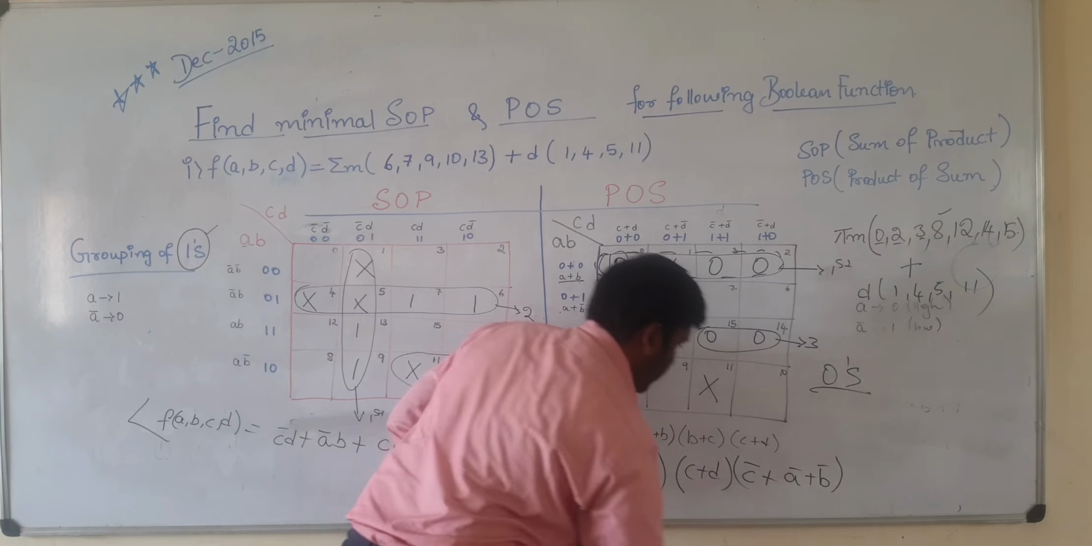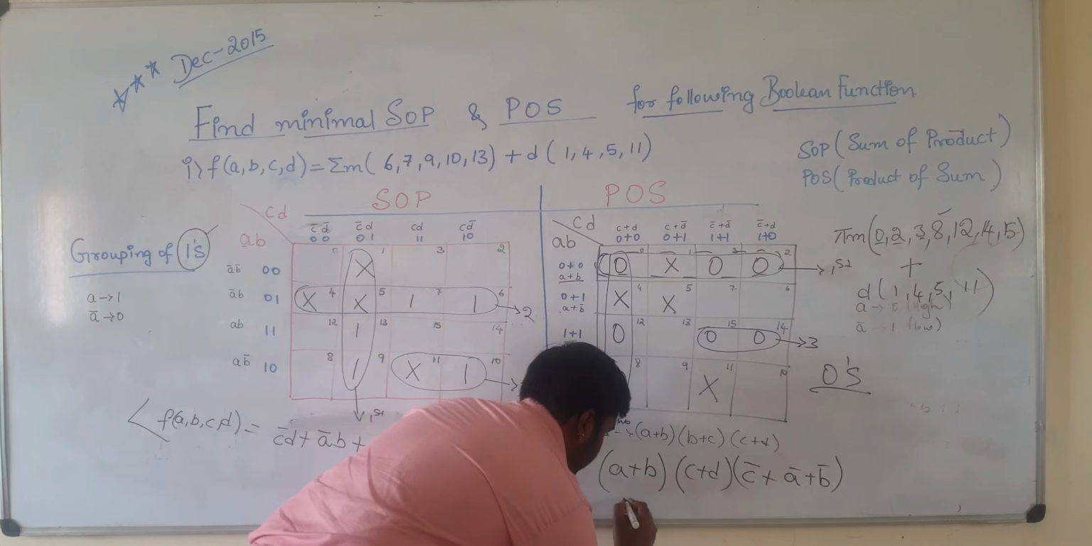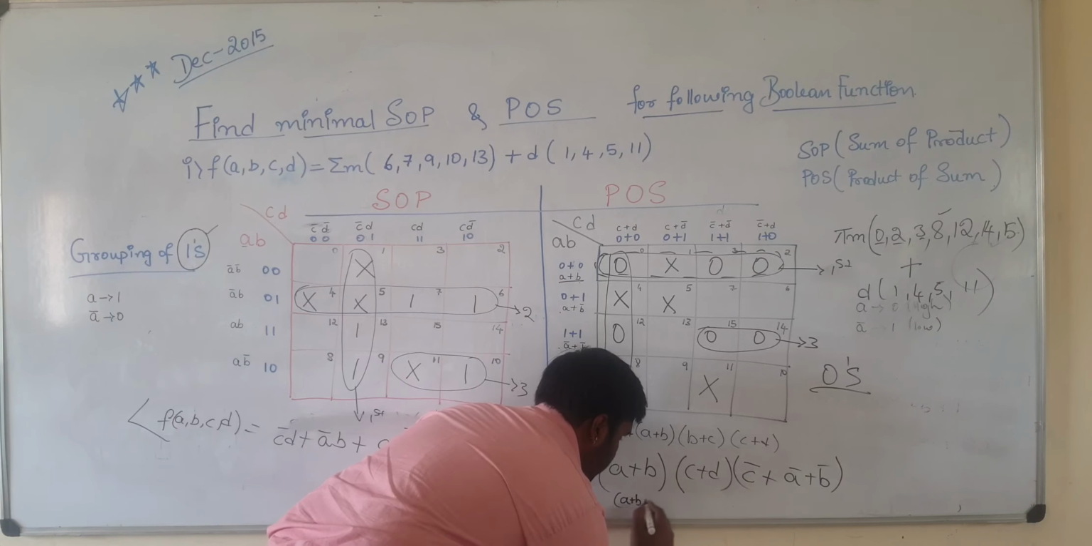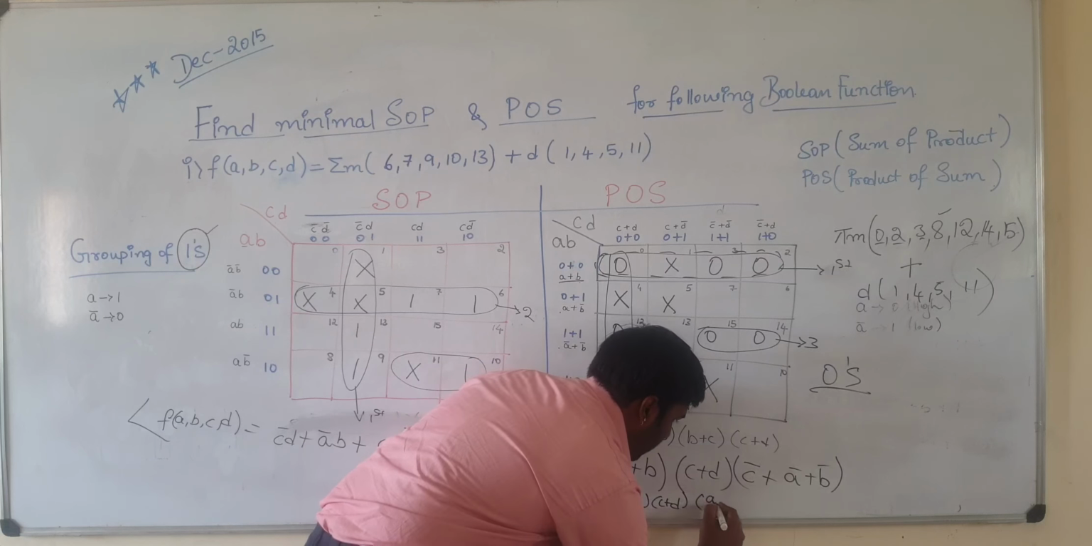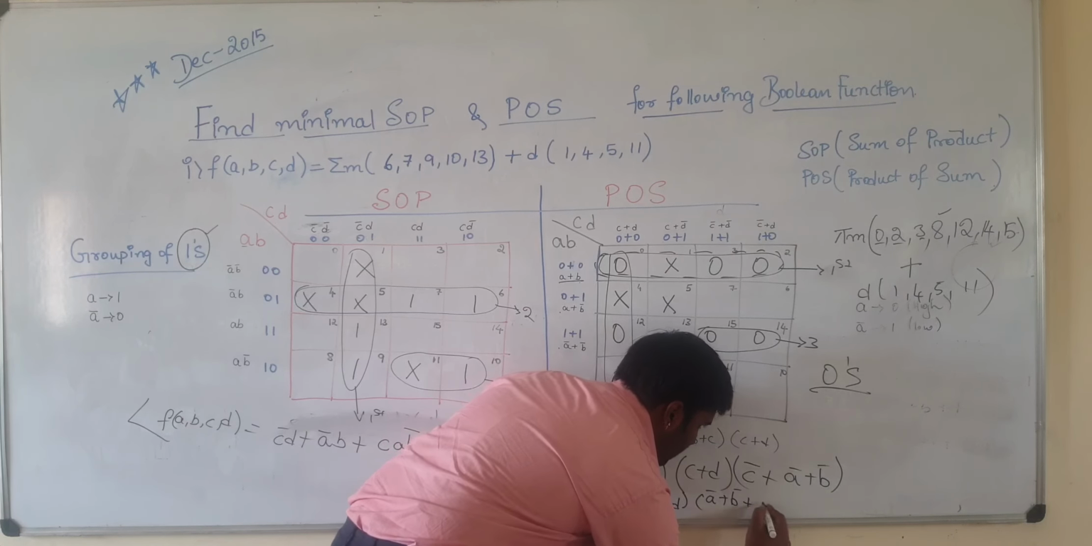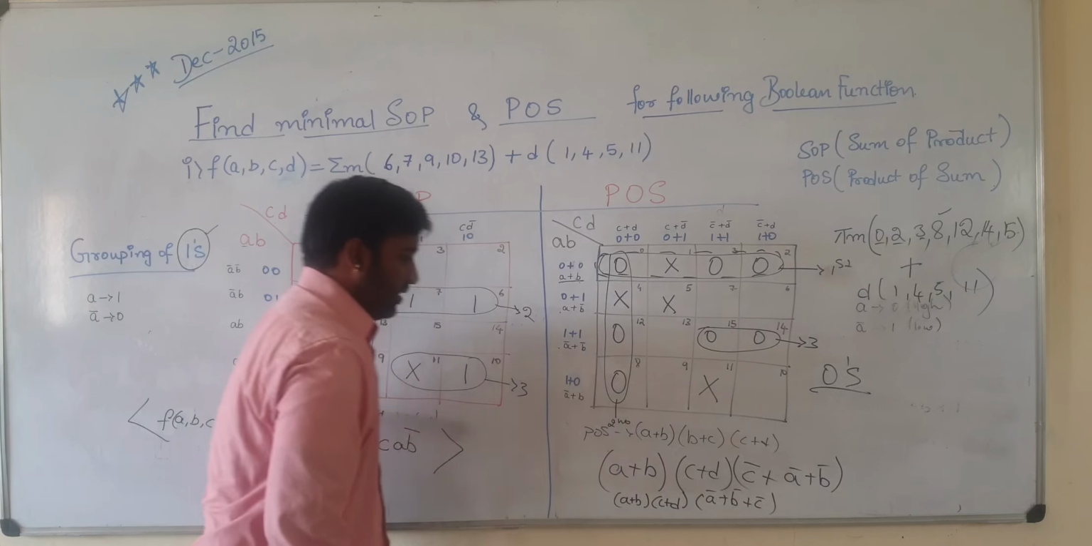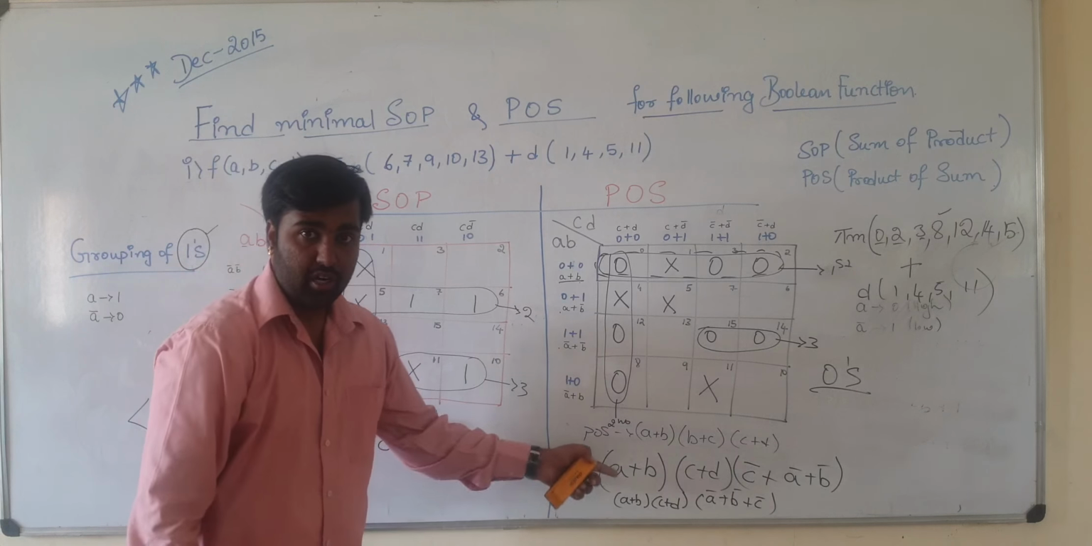This is your final answer. So I will consolidate this: A plus B into C plus D into A bar plus B bar plus C bar. So this is the answer for product of sum.